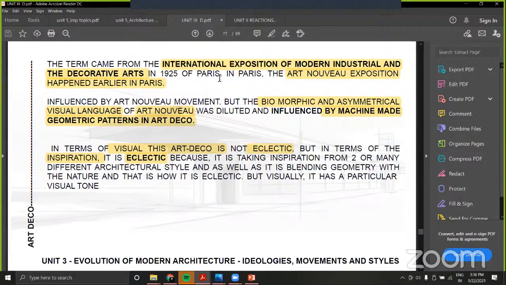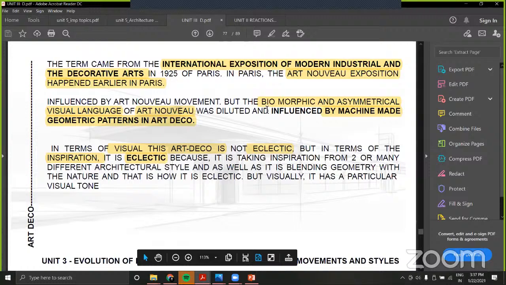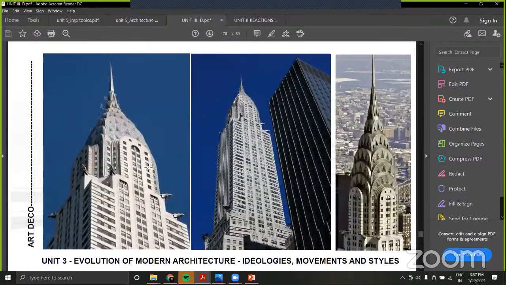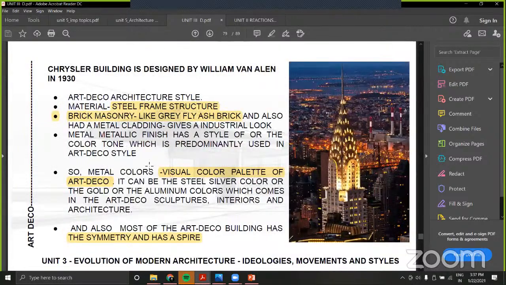As we saw in the previous unit, in the first unit, I guess, expositions were held in Paris. In 1925, the International Exposition of Modern Industrial and Decorative Arts took place in Paris. After this exposition, Art Deco was initially formed. It was influenced by the Art Nouveau movement, but the biomorphic and asymmetrical visual language of Art Nouveau was diluted and influenced by machine-made geometric patterns in Art Deco. We will be seeing only one example here.